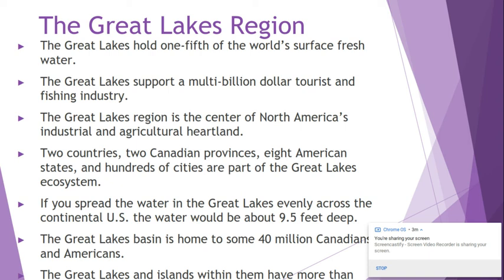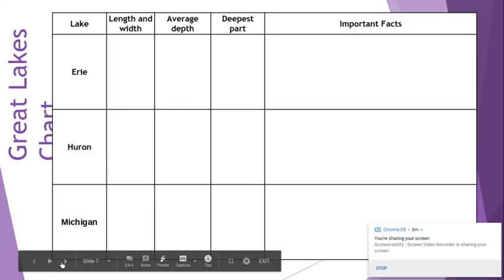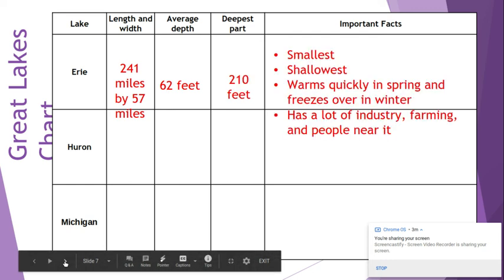If you were to spread the water in the Great Lakes evenly across the continental US, that means just the states that are here, not Hawaii and not Alaska, the water would be 9.5 feet deep. So just think how much water these Great Lakes have. It's an amazing resource for us. It's a natural resource. So here's a chart that spells out their average depth, their length and width, and some important facts about Lake Erie.